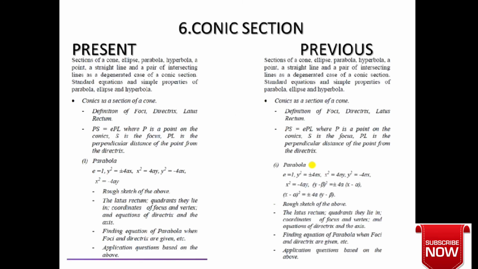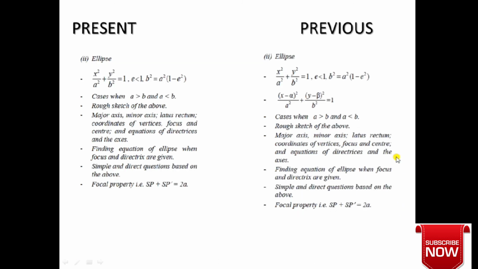Okay, let's proceed further. The first part that comes under Section B is conic sections, that is parabola, hyperbola and ellipse. So you can see that there is no change in this part. The part has been totally retained, so no need to worry about this part.